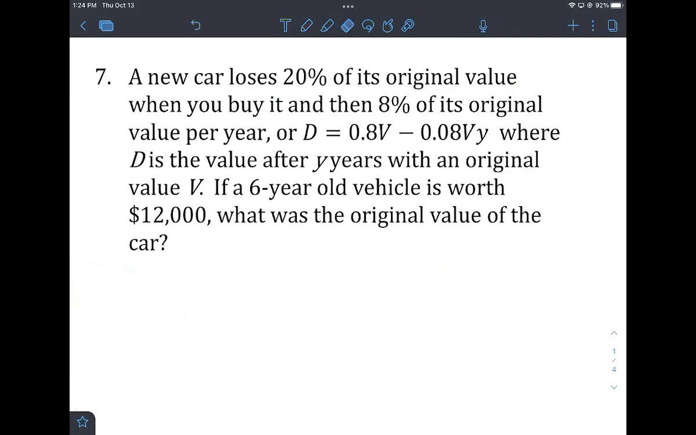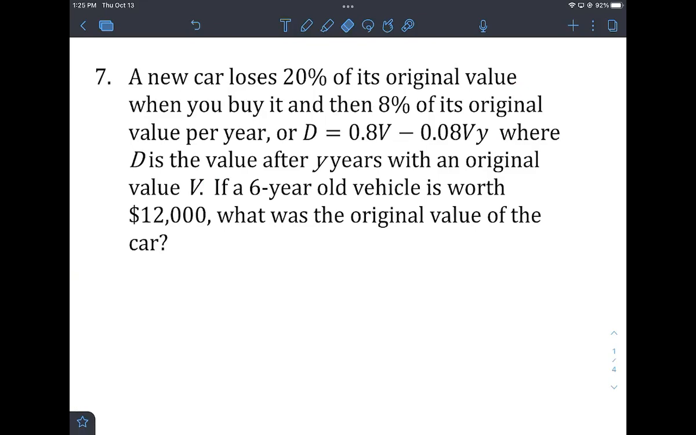All right, number 7. A new car loses 20% of its original value when you buy it. Just like when you drive off the lot. Boom, already 20% of its value gone. Because now it went from new to used. And then 8% of its value each year. The equation they give you for that is D equals 0.8b minus 0.08by.